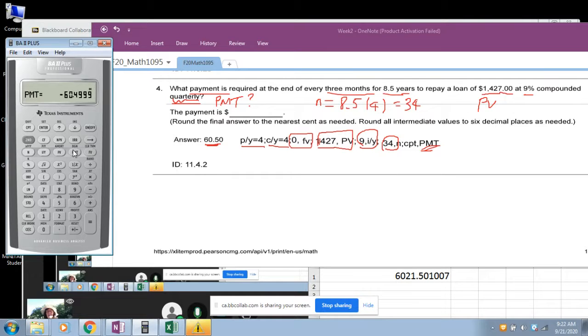You get a negative number, but you should interpret this as a positive number. If you enter present value as negative, you get a positive number. So you need to interpret correctly from the output of the calculator. Do not put the answer as negative 60. That is wrong. The answer is positive 60.5. So any questions? This is the calculator method.